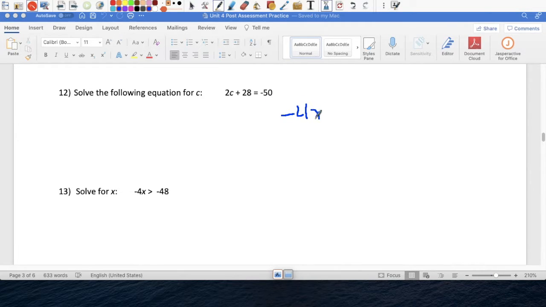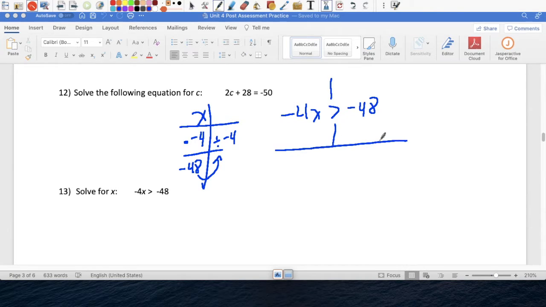Negative 4x is greater than negative 48. That's okay. So we have a variable x which is being multiplied by negative 4, greater than negative 48. So we're going to divide by negative 4. Divide by negative 4, divide by negative 4. When we divide or multiply by a negative number, the inequality sign has to flip. Negative 4 divided by negative 4 goes away. We get x. Negative 48 divided by negative 4 is 12.